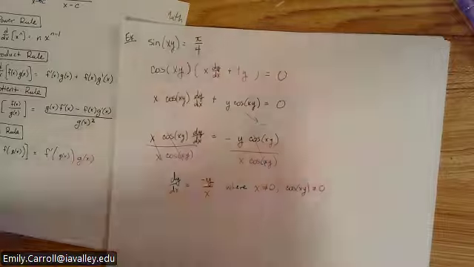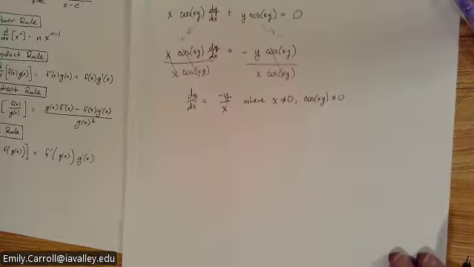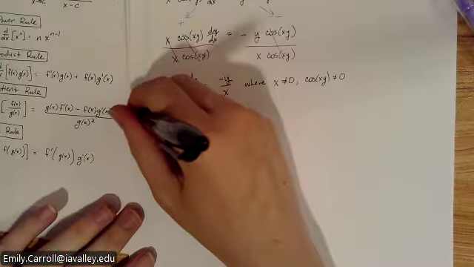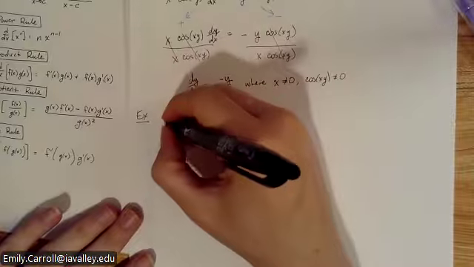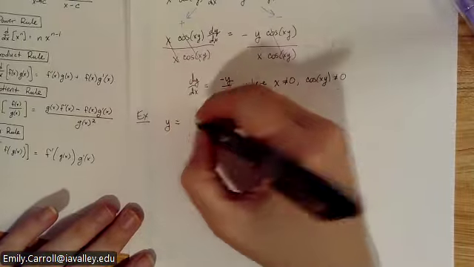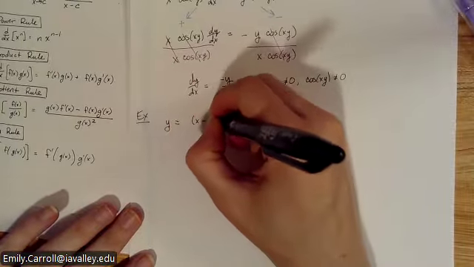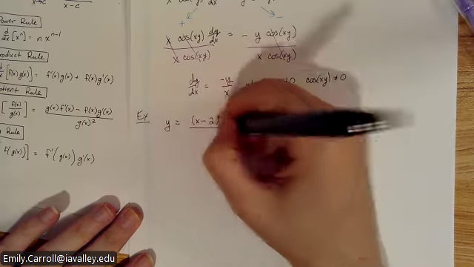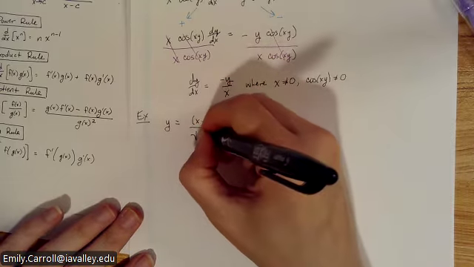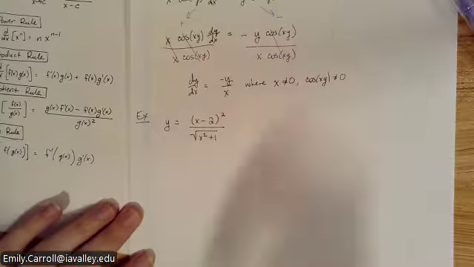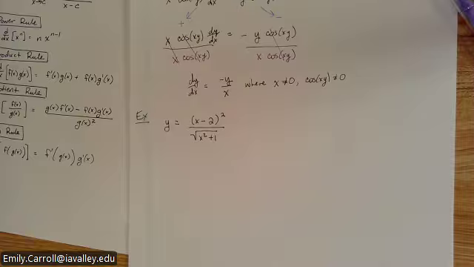Okay. Next example, I'm gonna do something kind of cool. I'm gonna look at the function y equals x minus 2 squared over x squared plus 1. You probably look at that and go, but Emmy, this is already solved for y. We don't need implicit differentiation here. It's ugly, but I know how to do this. This is ooh, what's going on here?